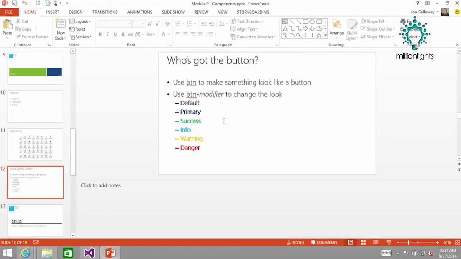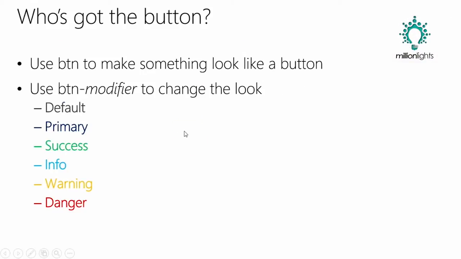And here's this nice slide that you nicely put together for me. So the example here, again, you have the button class to make something a button, and then a button modifier to select what the look is. And both of those classes are required. Yes. You need btn and you need btn modifier.